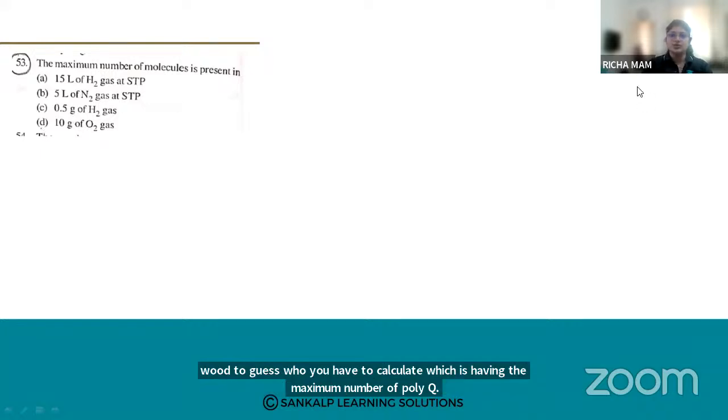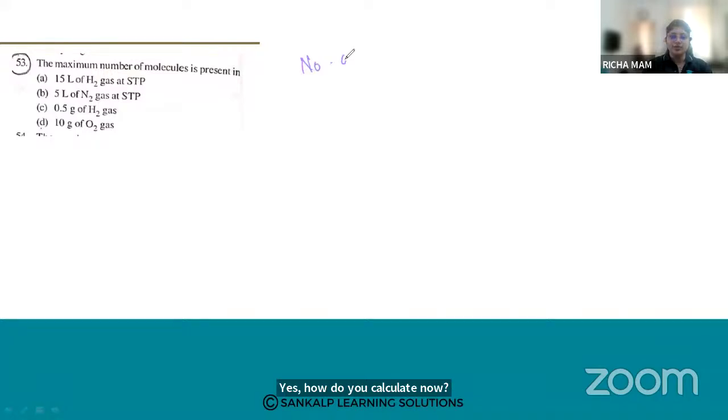The maximum number of molecules present in. So these are the 4 examples. Okay, so 15 liters of H2 gas at STP, 5 liters of N2 gas at STP, 0.5 grams of H2 gas, 10 grams of O2 gas. So you have to calculate which is having the maximum number of molecules. Yes, how do you calculate now? So we have to calculate the number of molecules.